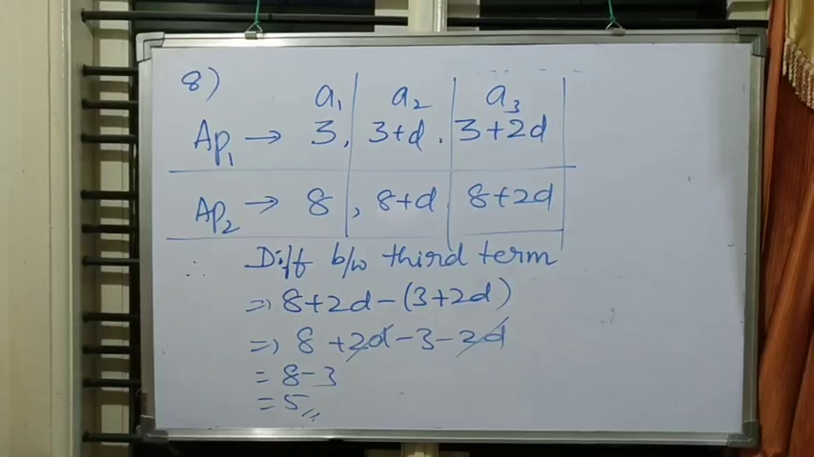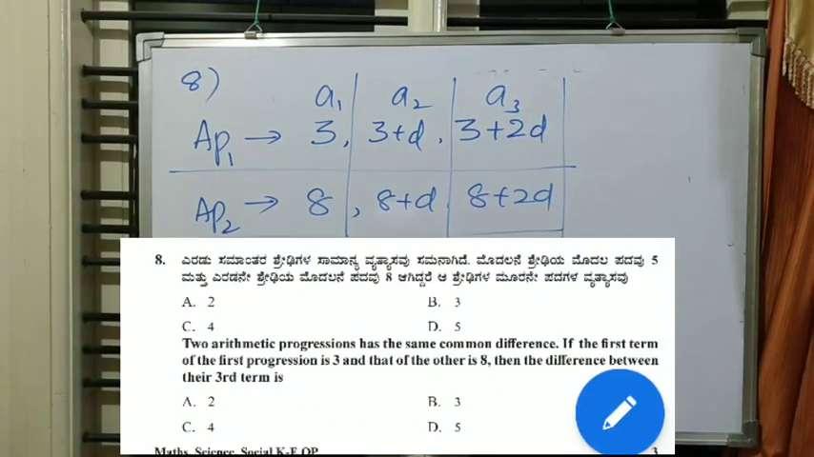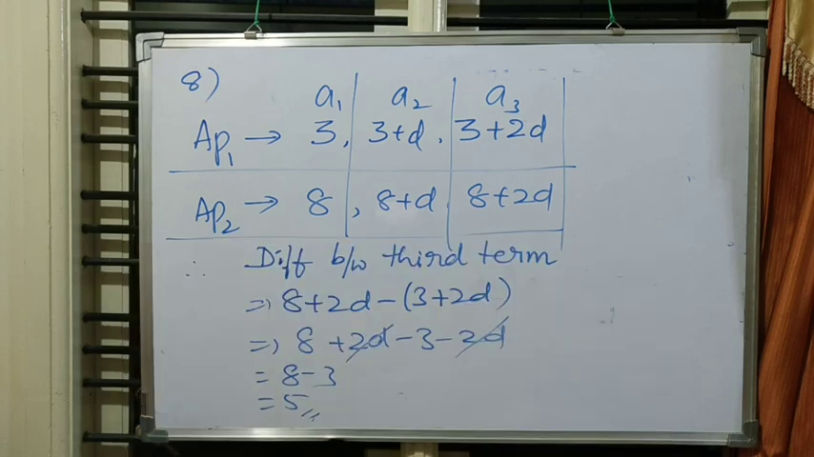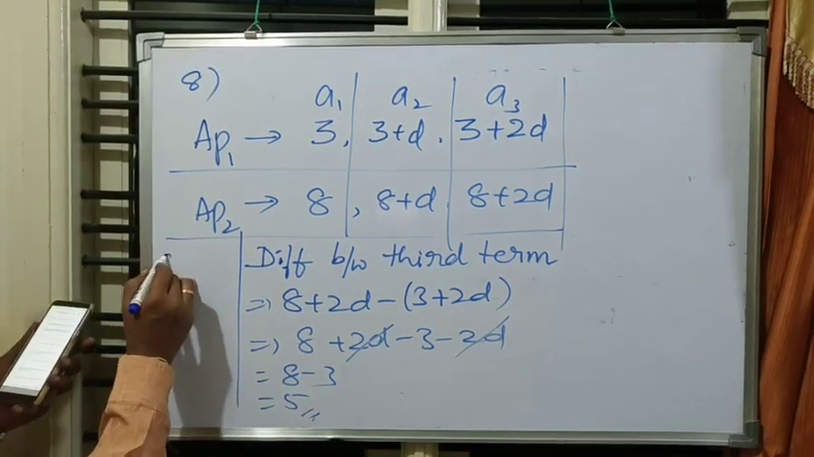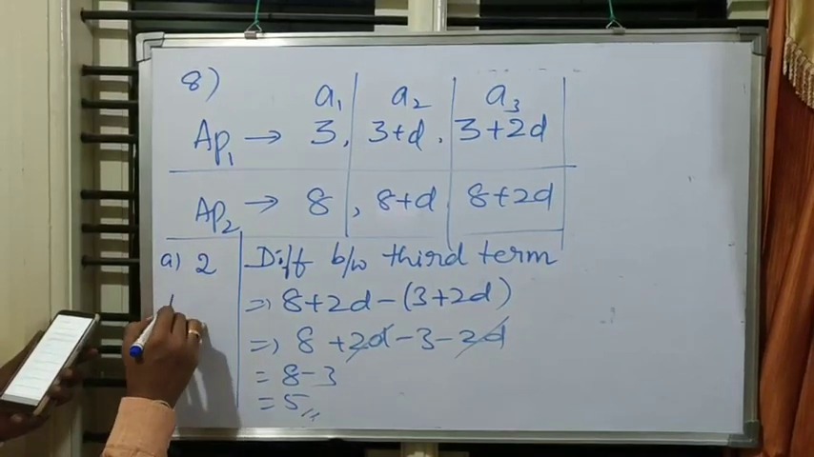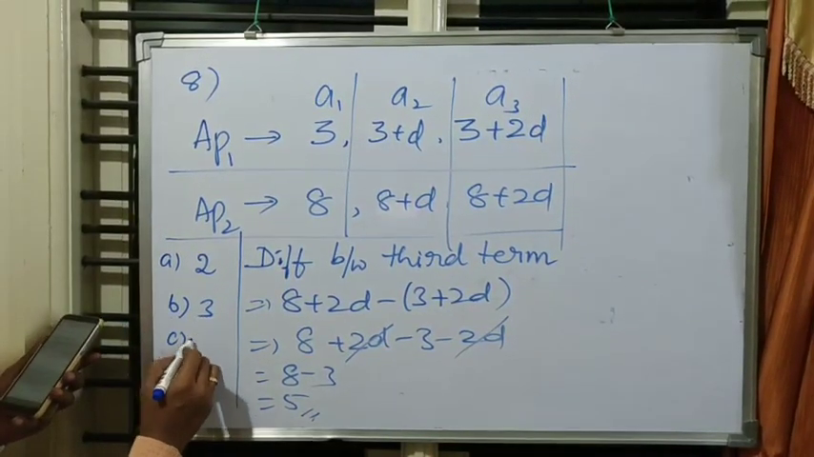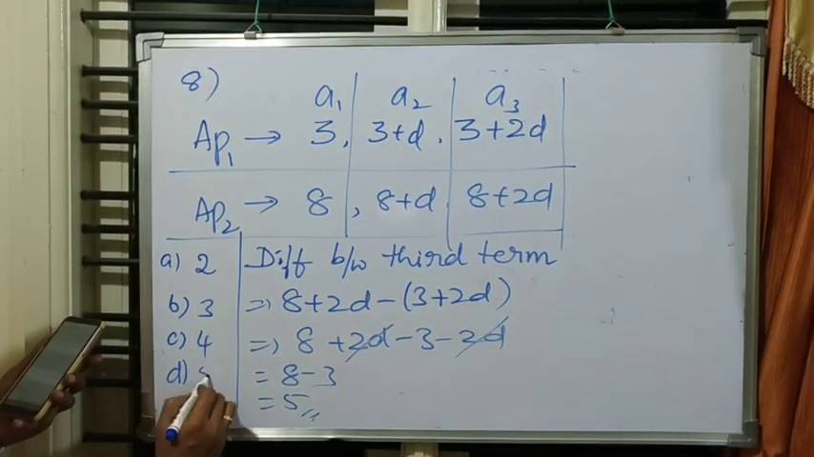Okay, students, let us come to the 8th problem. It is like this. Two arithmetic progressions have the same common difference. If the first term of the first progression is 3 and that of the other is 8, then the difference between their third terms is dash. The options are: option A is 2, option B is 3, option C is 4, option D is 5.